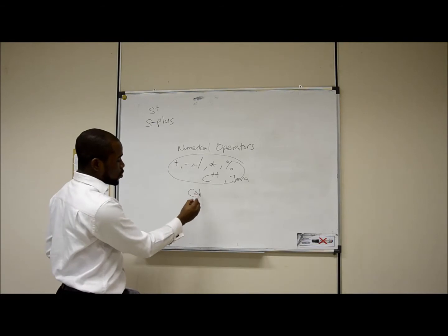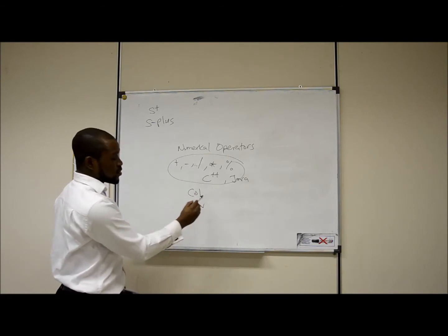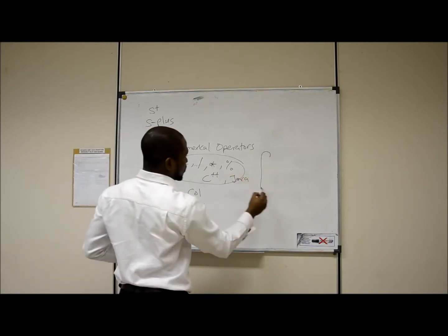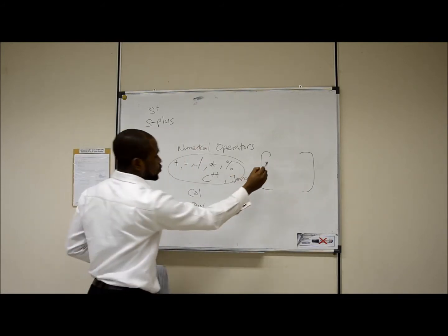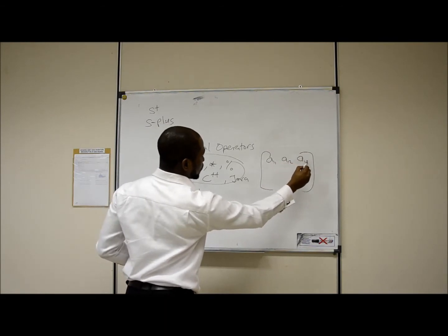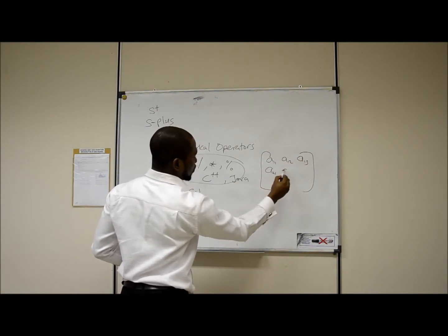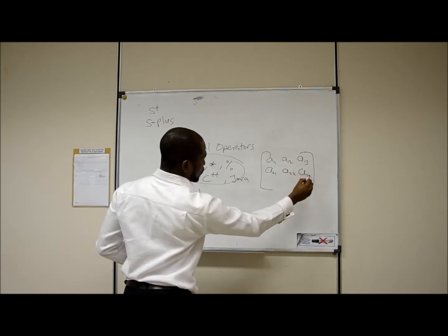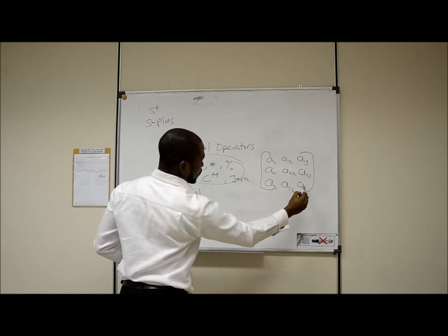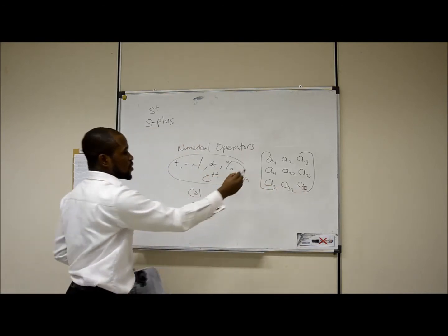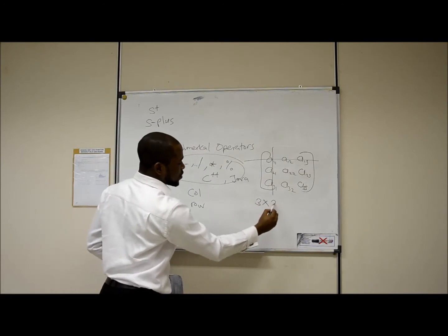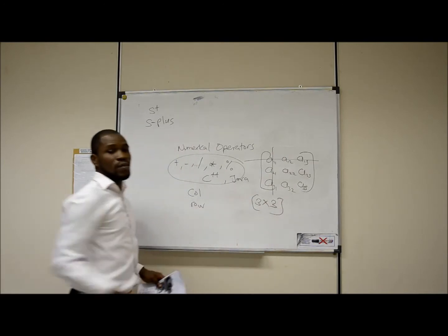You have the column, we have the row. That is if you want to find a matrix. If you want to use arrays, in arrays you have something like this: A11, A12, A13, A21, A22, A23, A31, A33. So it can be used. This is the row, while this is the column. So this is a 3 by 3 array, a 3 by 3 matrix.